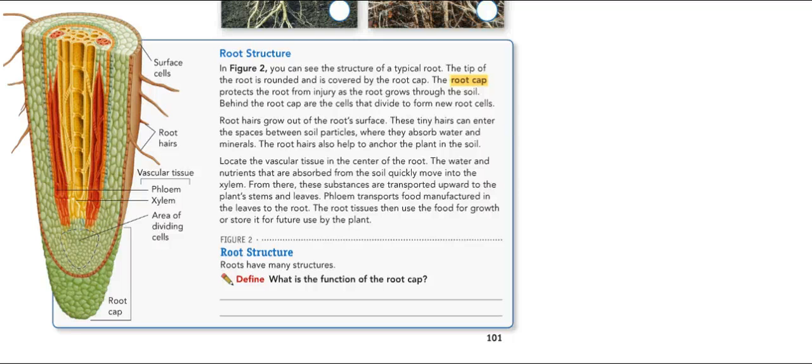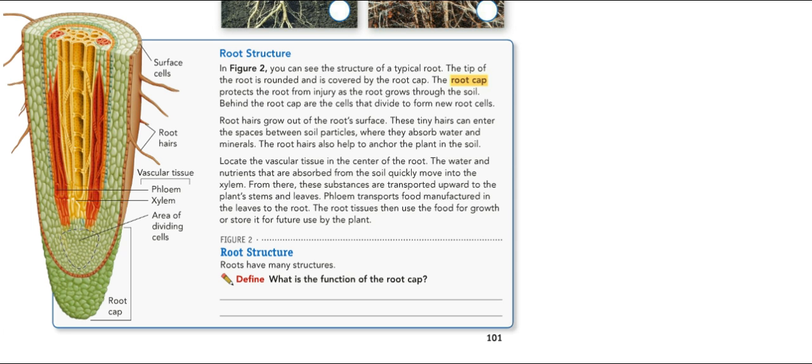Root hairs, as you see along here and over here, grow out of the root's surface. These tiny hairs can enter the spaces between soil particles, where they absorb water and minerals. The root hairs also help to anchor the plant in the soil, meaning it holds the plant down, keeps it from blowing away.